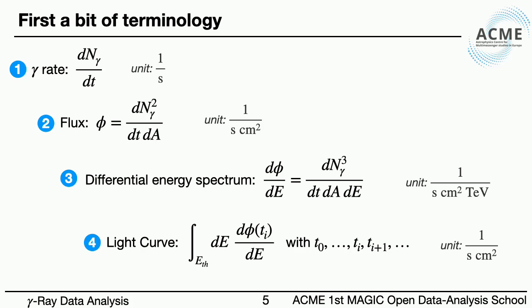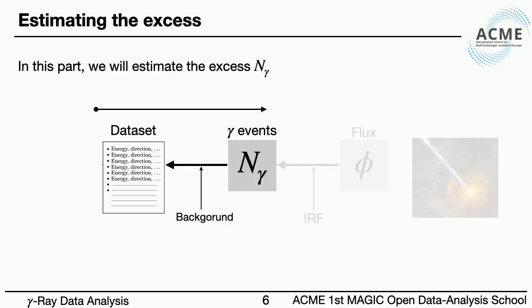And finally, number 4, we have the light curve, which is the time evolution of the integral flux above a given threshold energy, here denoted with E_th. So we will use all these quantities later, so it's better to keep them in mind in the following slides. So now we move to the first major part of these slides, which is estimating the excess.